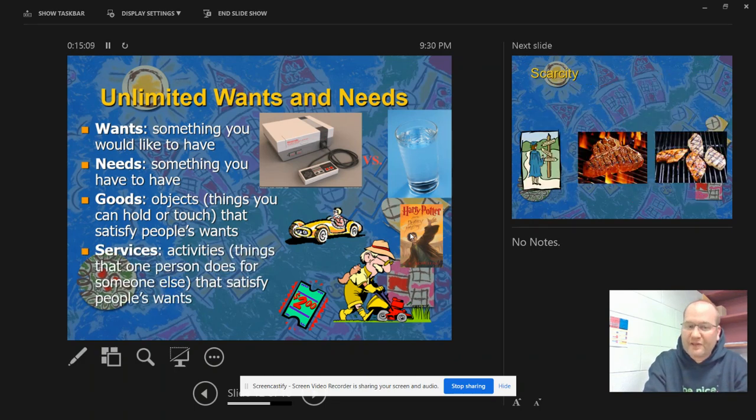Then there are also services. Those are more activities or actions, things that one person does for somebody else that satisfies people's wants. So me teaching you guys is a service. A plumber coming over to your house and doing some plumbing work, that's a service. Right now, the snowplow's out. That is a service. A dentist provides a service.